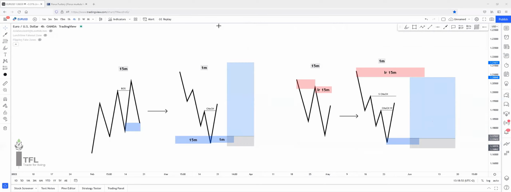Guys, it's easier to say that you have to wait for a 15-minute CHOCH inside of a 4-hour zone. No matter if it's a 15-minute zone, 5-minute zone, or whatever, if it's inside a 4-hour zone, you have to wait for a 15-minute CHOCH.